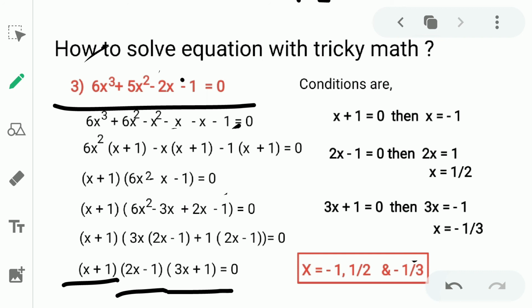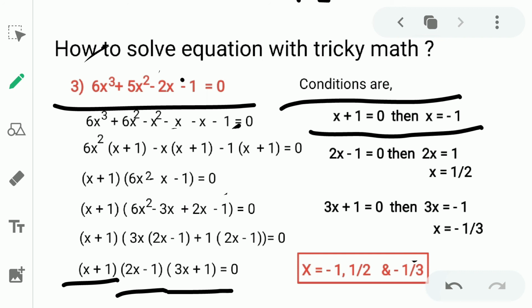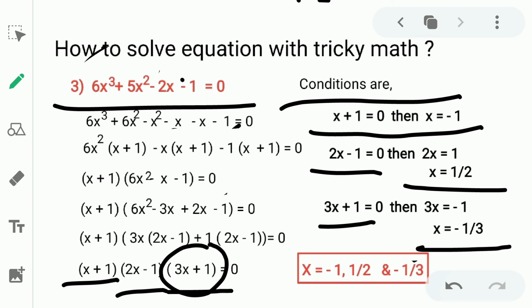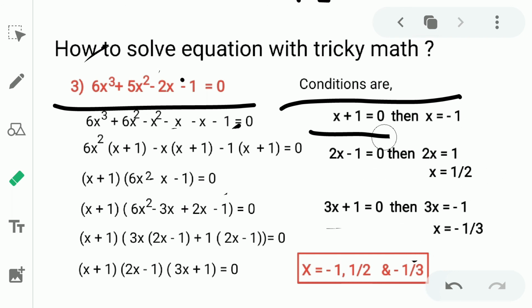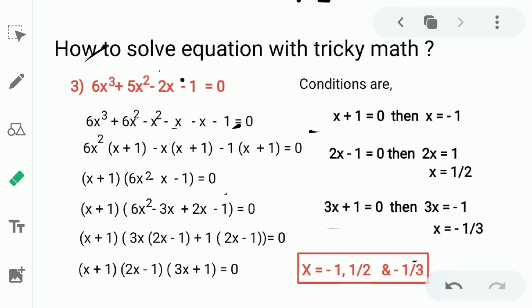Therefore three conditions. One is x plus 1 equals 0, so x is minus 1. Second is 2x minus 1 equals 0, so x equals 1 by 2. Third is 3x plus 1 equals 0, so x equals minus 1 by 3. So we have a total of 3 solutions for f(x) for this one.